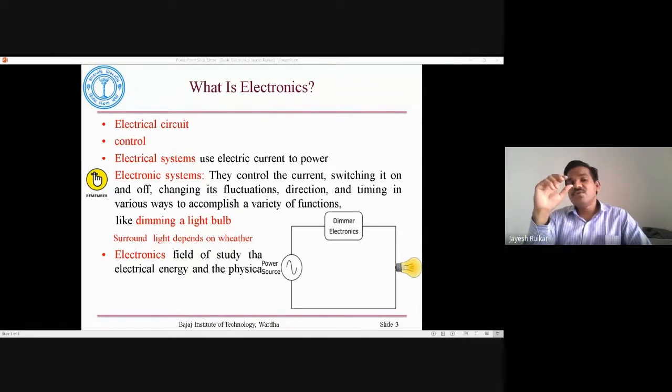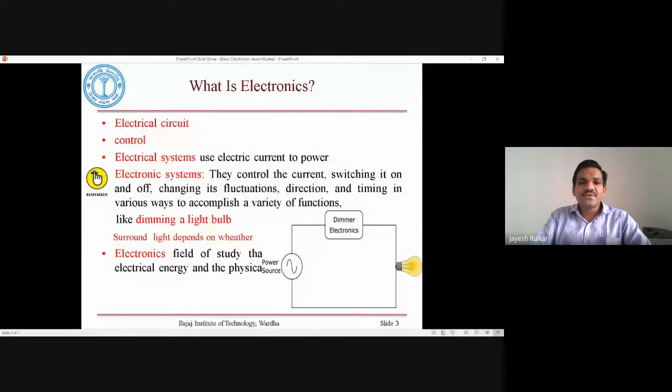Now if you want to add a dimmer to the light bulb, in order to make the intensity of the bulb low or high, that is called a dimmer. If you add a dimmer or a timer to the light bulb, then you can control its operation, even switching it off or on, depending upon the application. So with the electrical circuit, we can control the light bulb.